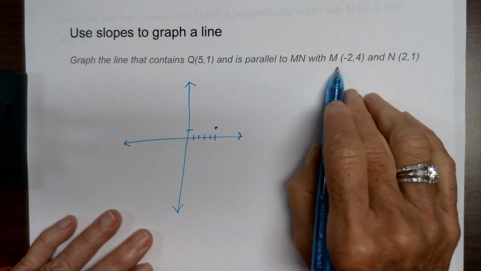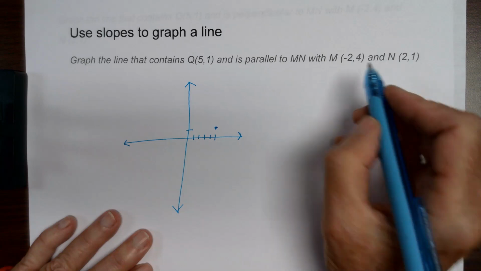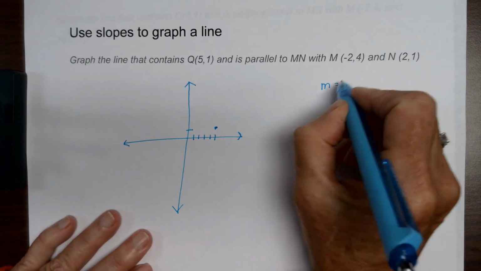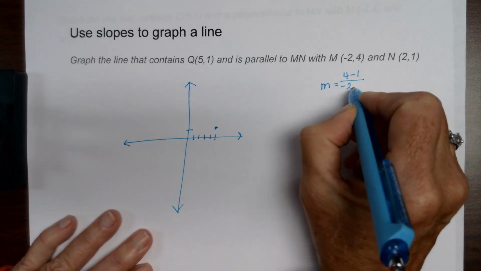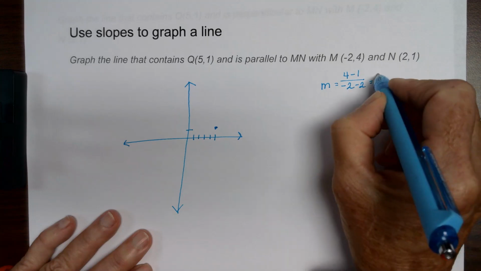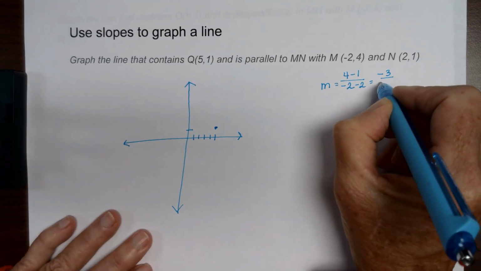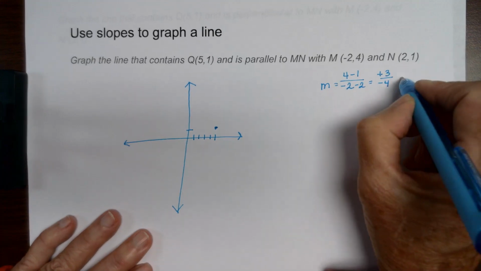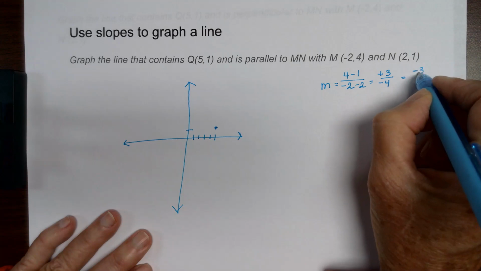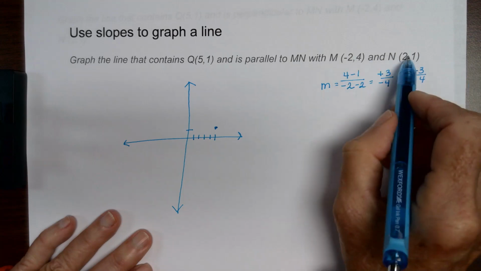Okay, but then I have to use these 2 points to come up with the slope. So I have 4 minus 1 over negative 2 minus 2. So that's going to give me a positive 3 over a negative 4. So I have a slope of negative 3/4 that goes through those two.